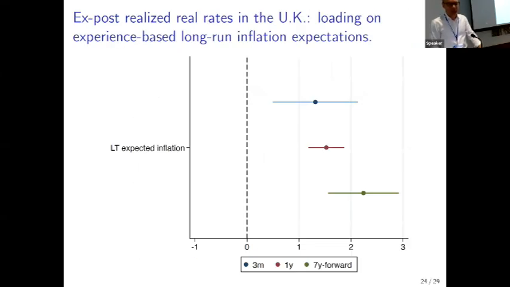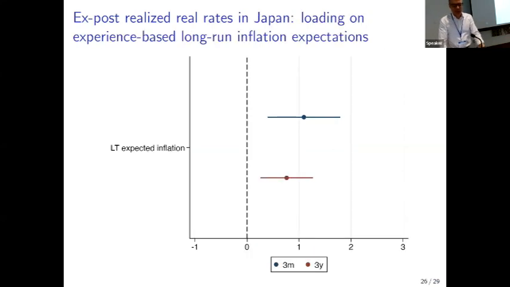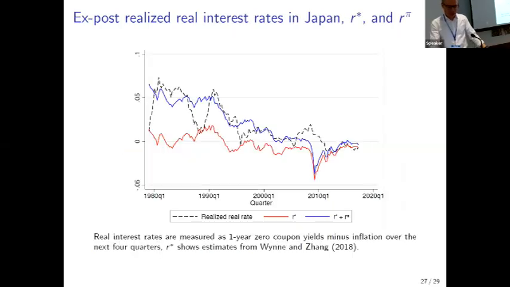This is the UK, again with ex post realized real rates. Again, a pattern of increasing coefficients as you go to longer tenors. Here's how it helps explain the series in terms of fitted values. And then finally, the last bit is Japan. Japan is kind of the only odd one out, where for longer tenors I get a little bit lower coefficient. And you can also see the blue line here is a lot closer to the actually observed realized real rates than the natural rate of interest alone in Japan.